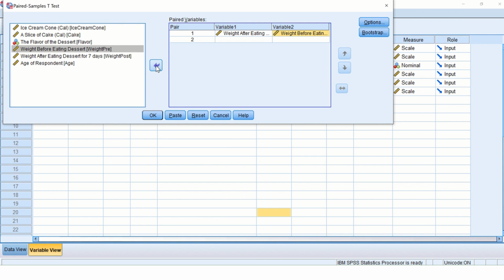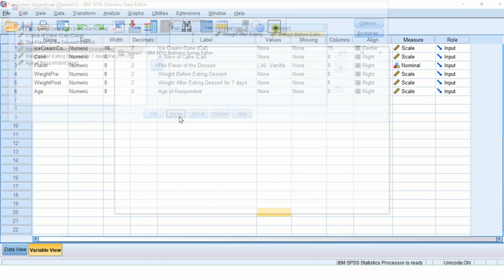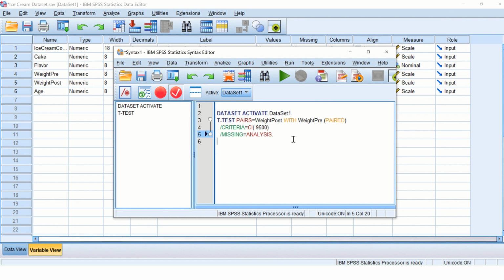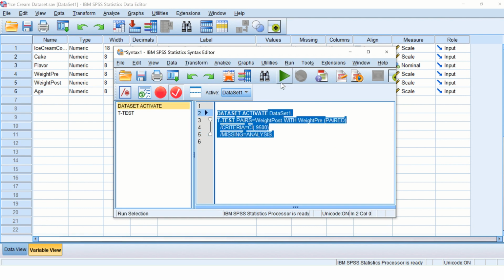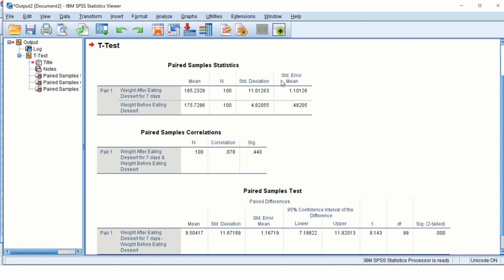And if you've watched my previous videos, you know that I like to paste my syntax and run it. Okay, so here are the results. As you can see, there's a difference already. You can see a clear difference between the mean, the weight after eating dessert for 7 days, and the mean of the weight before eating dessert. There's about a 10-pound difference between the two.